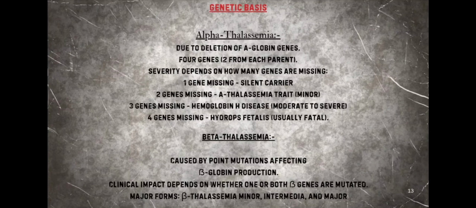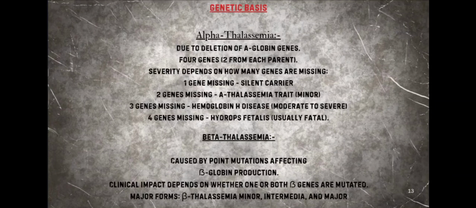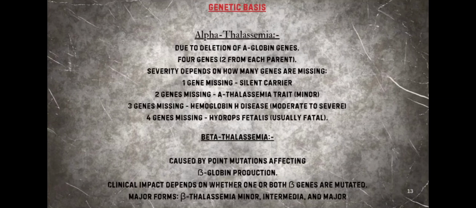If one gene is missing, it is known as a silent carrier, and if two genes are missing, it's known as alpha thalassemia minor. If three genes are missing, it's known as moderate to severe thalassemia, also known as hemoglobin H disease. And if four genes are missing, it's known as hydrops fetalis.